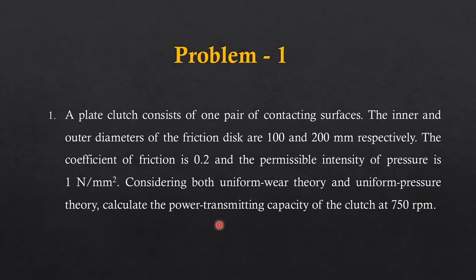Now you know that to actually calculate the power, you need to know the torque, right? And for torque, you have already derived formulas. If you have watched the previous video, you know that for both uniform wear and for uniform pressure, there are separate equations for the torque that can be transmitted. So using those formulas, we will determine the torque. And once you know the torque, you know that power can be directly obtained as 2 pi NT by 60. All right, so that is how we will be solving this problem. So let's look at the solution in the next slide.